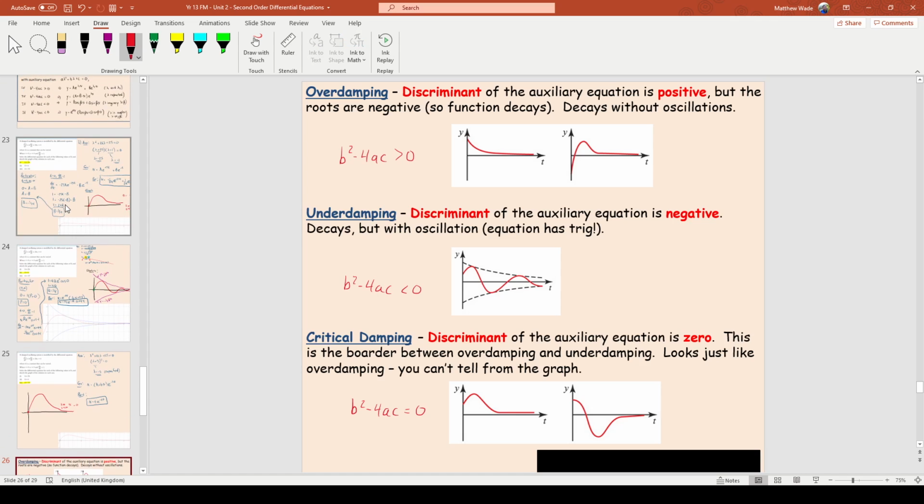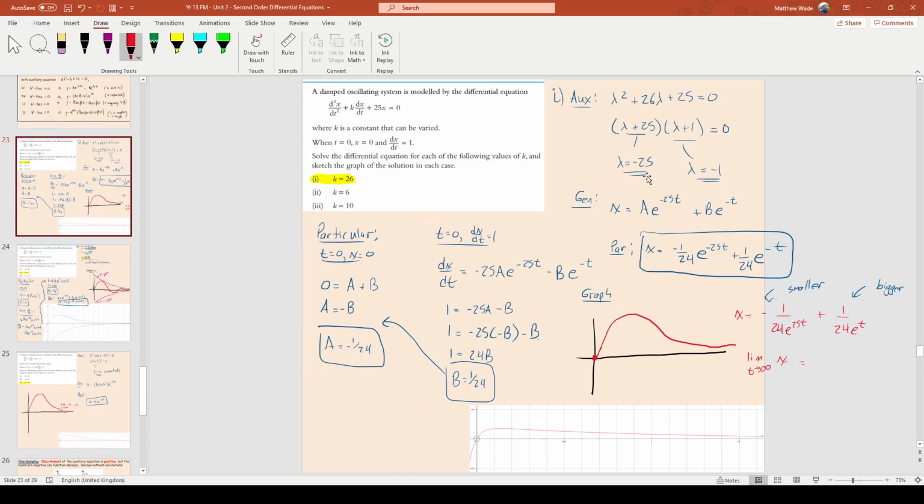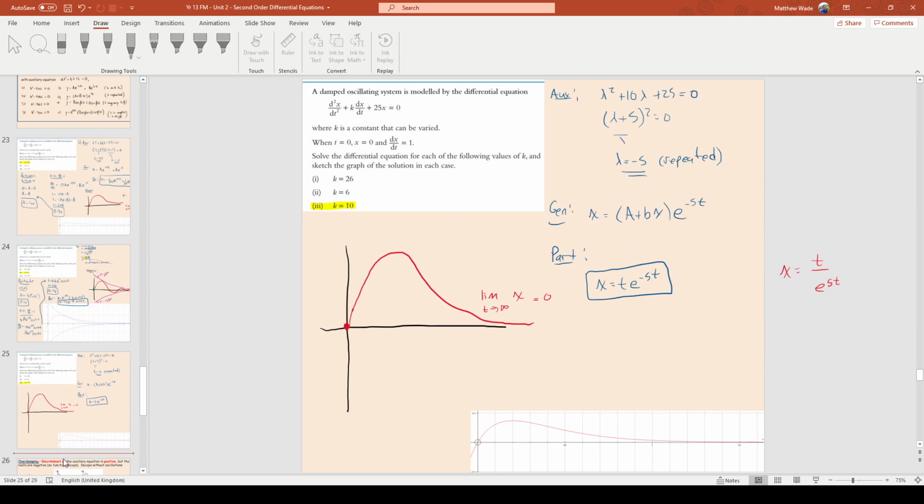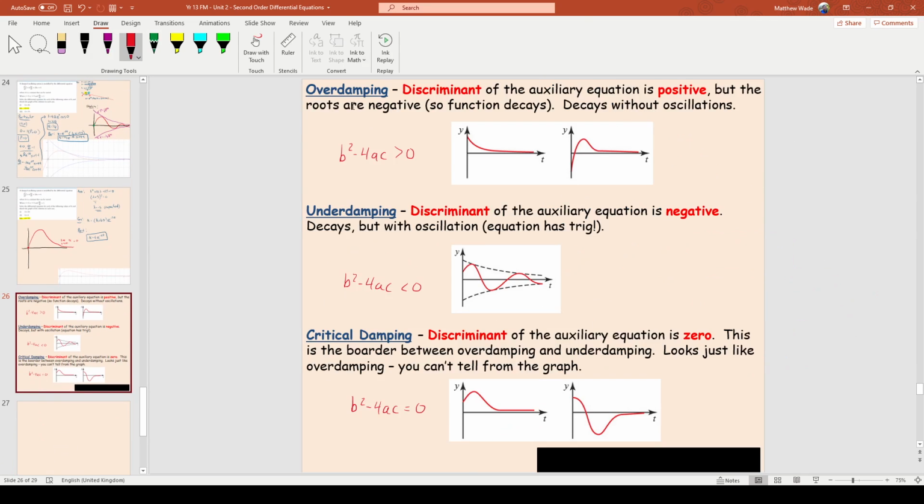So if you check out our first one, see how our roots were both negative, negative 25 and negative 1. If it wasn't negative, then these guys wouldn't go to 0. Get me? The reason why this thing tailed off to 0 is because these both became 0. So it has to be negative roots, otherwise it gets bigger, not smaller. So overdamping. Discriminant is positive, but the roots are negative, so the function decays. It just dies out without oscillation.